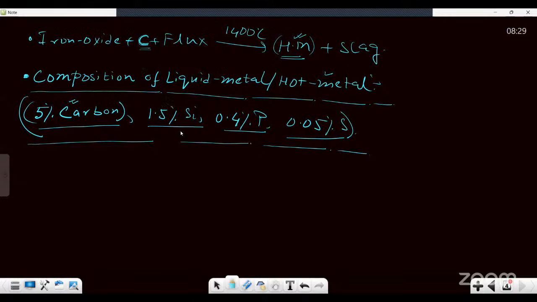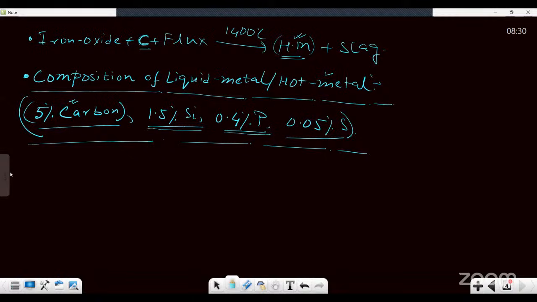Now, in the gangue materials, we had SiO2, silica. As silica was present in the gangue materials, SiO2 is also getting reduced to silicon. Obviously, some silicon is going to get into the slag, but some will also get into the hot metal. That is why 1.5% silicon is coming. Similarly, phosphorus was also present in the gangue in the form of P2O5, phosphorus pentoxide. From that P2O5, some of the phosphorus is going to get reduced, and some will go into the slag phase and some will get into the hot metal. Likewise, sulfur.